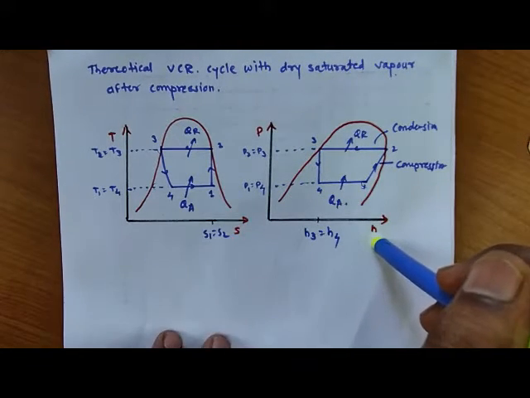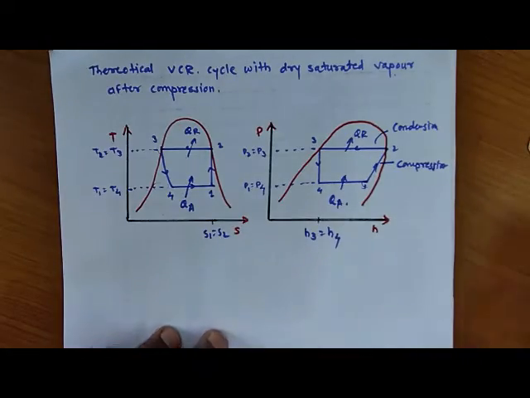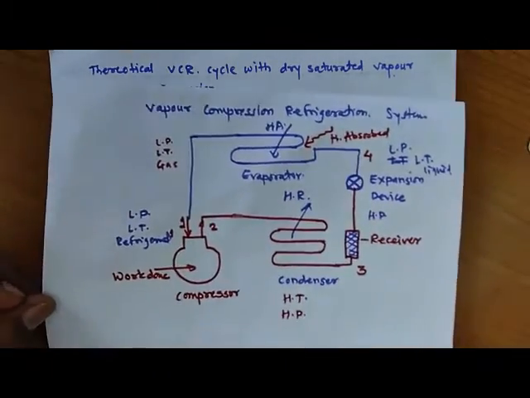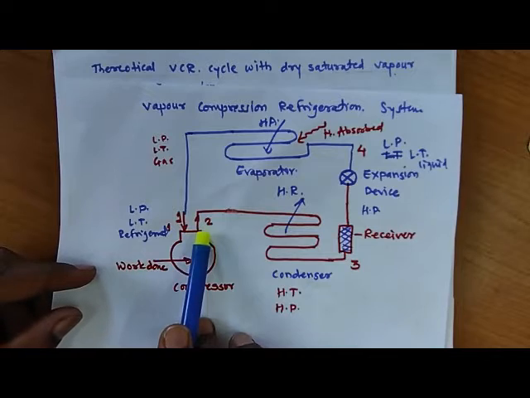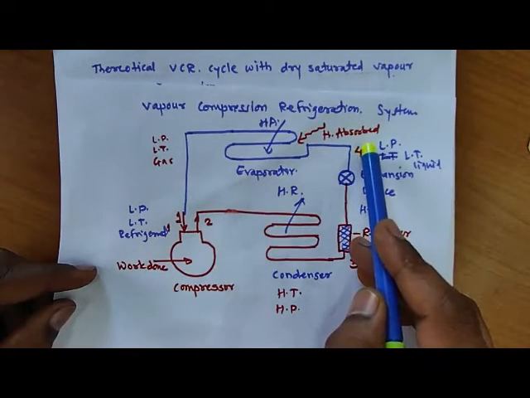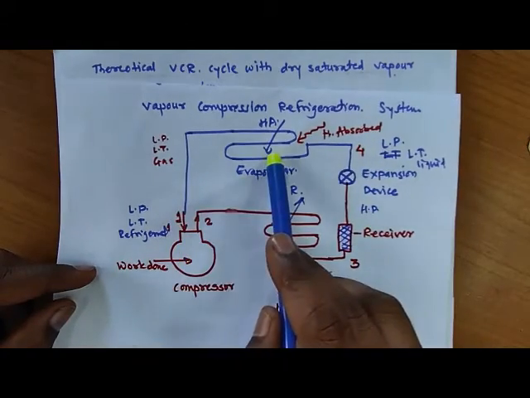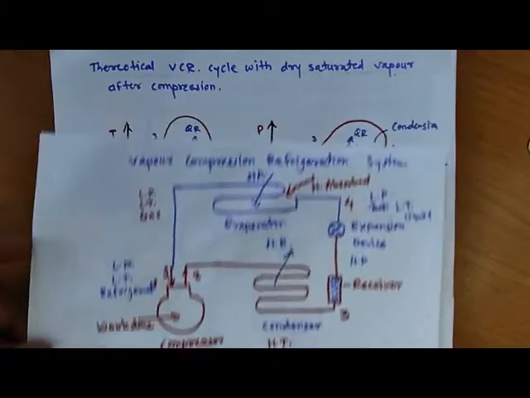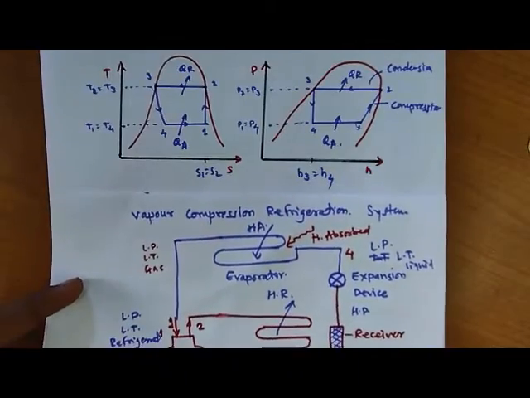We started from the compression process, as we discussed earlier. So we have process 1 to 2 as compression, 2 to 3 as condensation, 3 to 4 as expansion, and 4 to 1 again as evaporation. So we have plotted those graphs here.